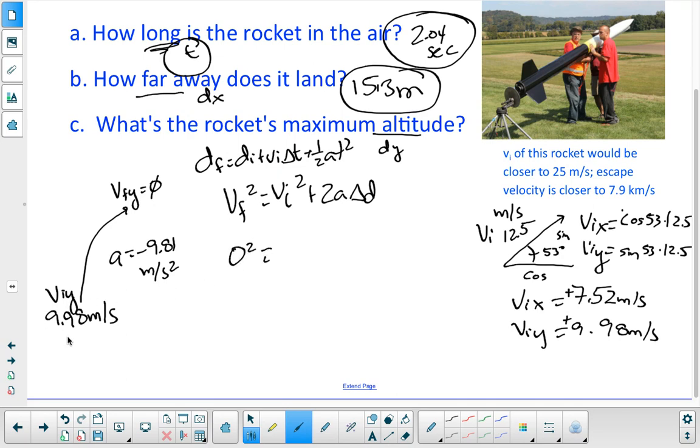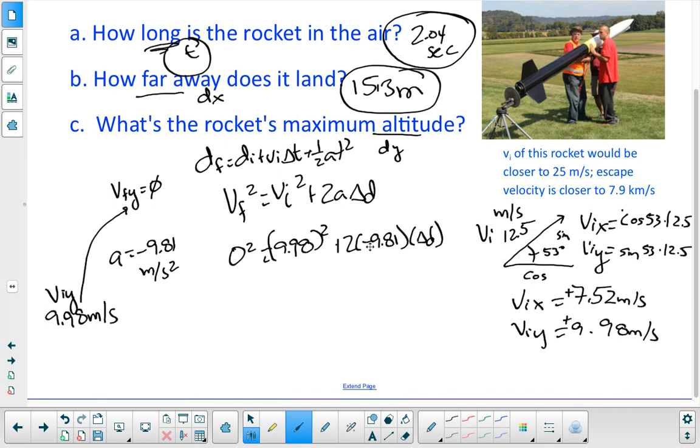Again, it's really important. Make sure you don't use the total Vi. You're using Viy, the vertical part of its motion. So I've got 0 equals 9.98 meters per second squared plus 2 times negative 9.81 times delta d. And again, the negative sign here is really critical to make sure that you've got that part working out.